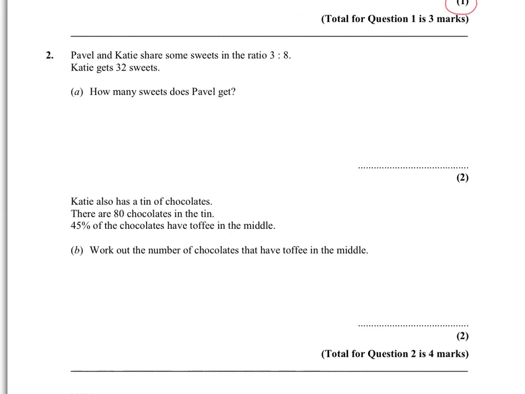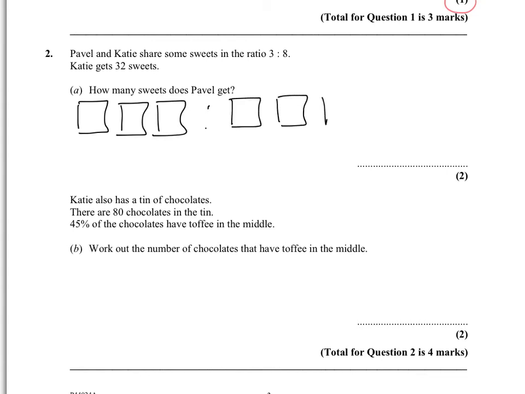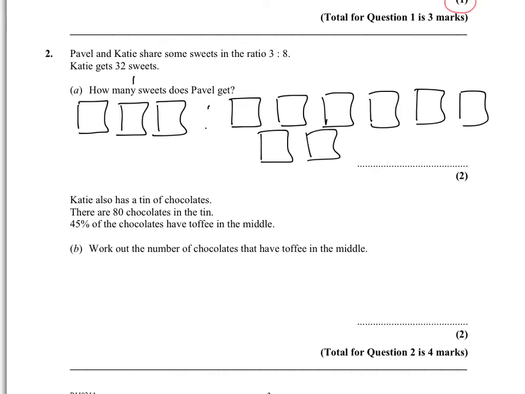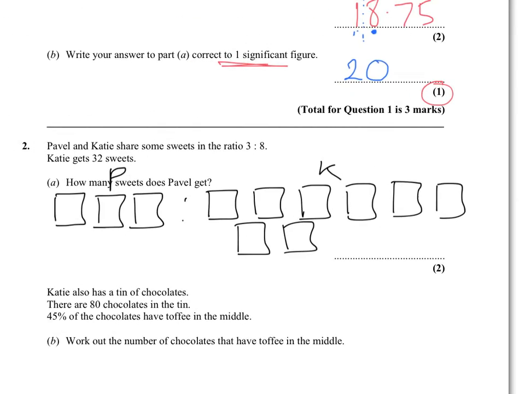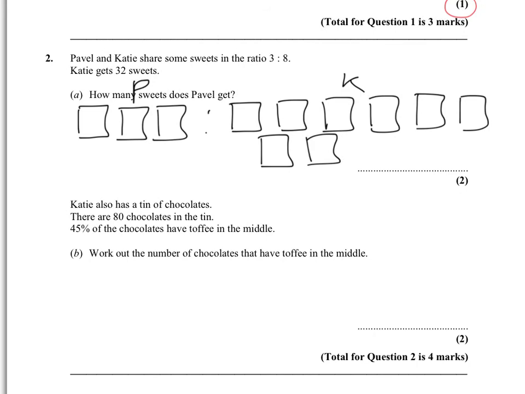Okay, Pavel and Katie share some sweets in the ratio 3 to 8. Now, a lot of people set off doing this in a sensible way, but didn't quite finish it. So we've got the ratio 3 to 8, so 8 boxes to draw on this side. There we go, 8 boxes. And this is Pavel and Katie. So Pavel on the left-hand side over here, Katie on the right-hand side over here.